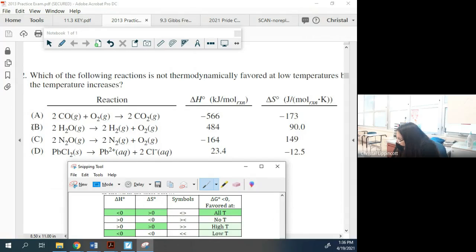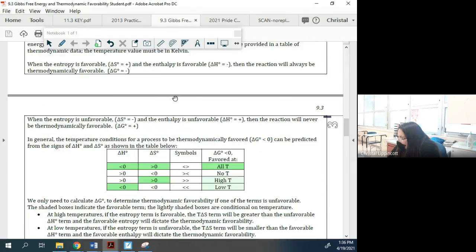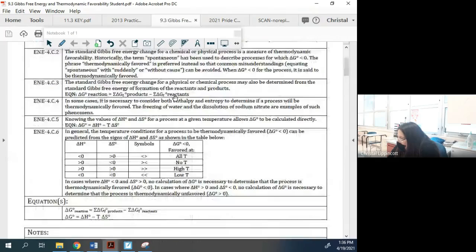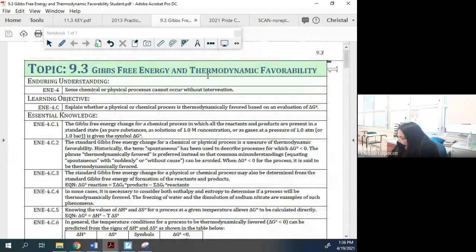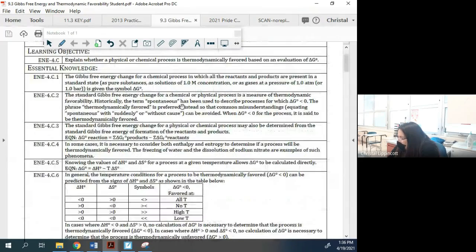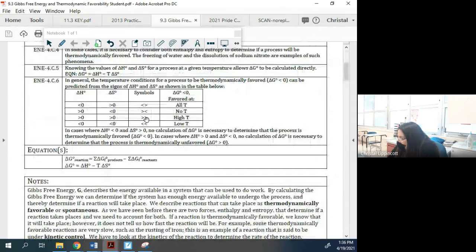If you memorize this chart, this question should be very easy for you. What year is that? This was your 9-3 notes. I remember seeing it somewhere. So topic 9-3, I would memorize this chart.